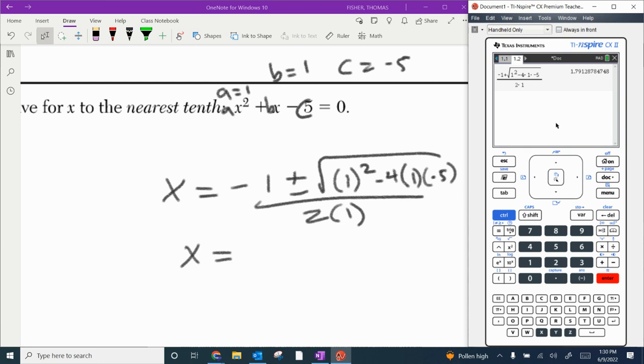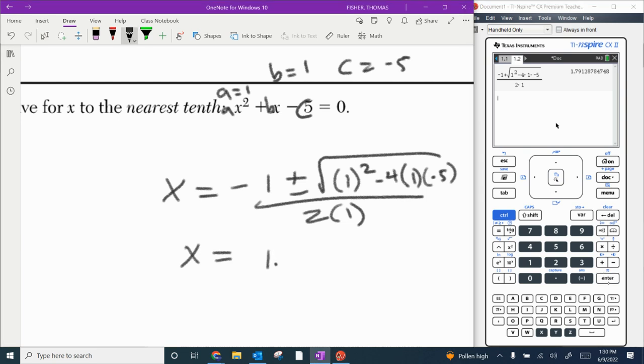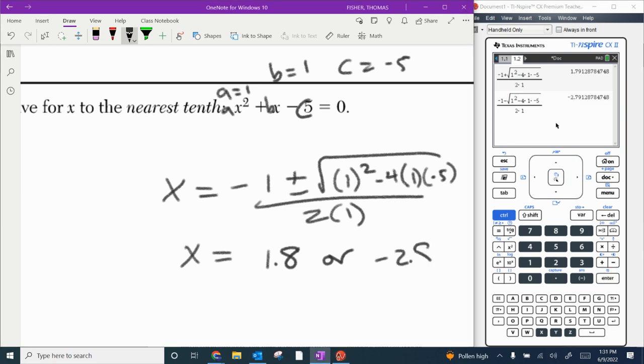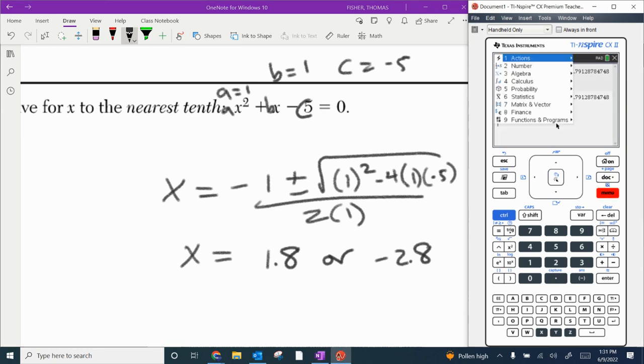There's our first answer. So 1.79, what's nearest tenth? So 1.8. Or what I'm going to do is copy and paste. If I hit enter here, it's going to copy and paste. I'm going to go over and change that to a minus. And then we get the other answer. So negative 2.8. Done. That's all you really need to do. You don't have to show a whole bunch of steps because it's a 2-point question and it wants nearest tenth. So done.